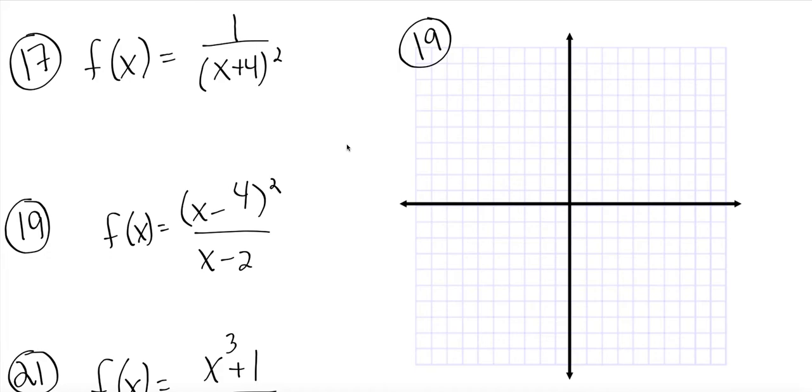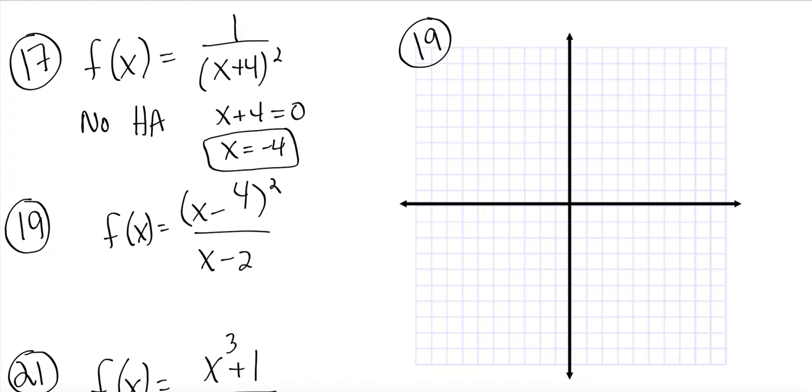Okay, so number 17, if we're looking at this one, we have to kind of know what our rules are. So the degree of the top is 0, degree of the bottom is a 2, because this is going to end up foiling out and you're going to have an x squared. Then we look at the bottom, the denominator, to figure out if we have a vertical asymptote. Set that equal to 0, you get x equals -4. That's the vertical asymptote, okay?